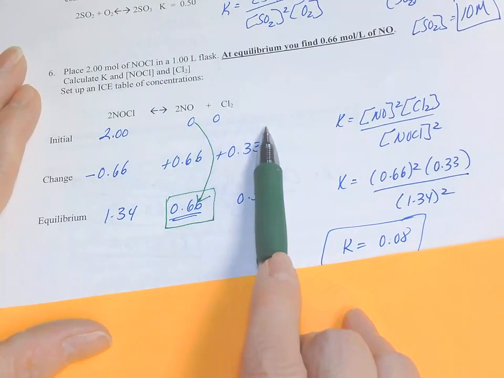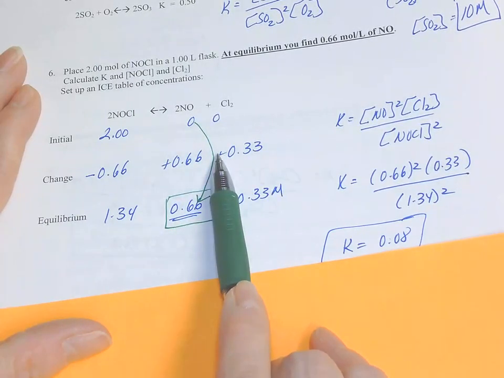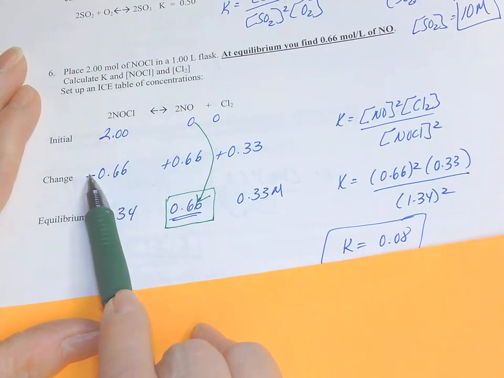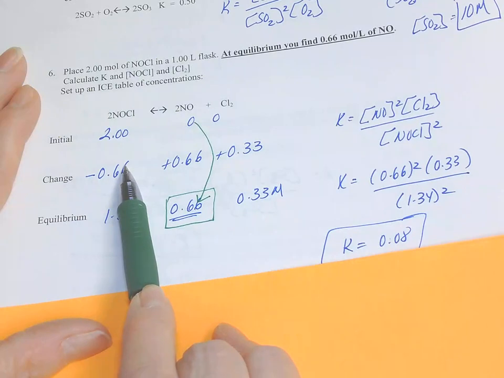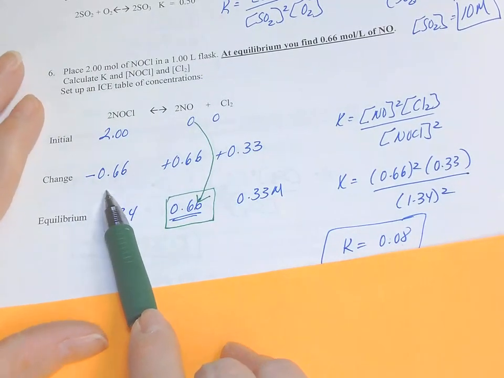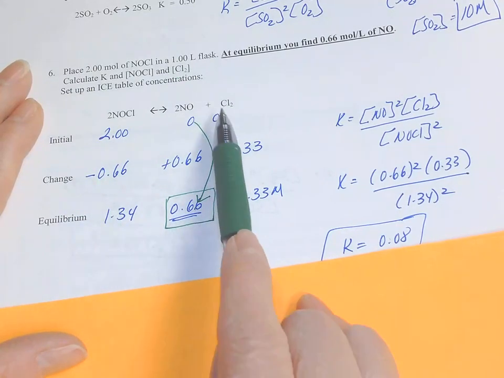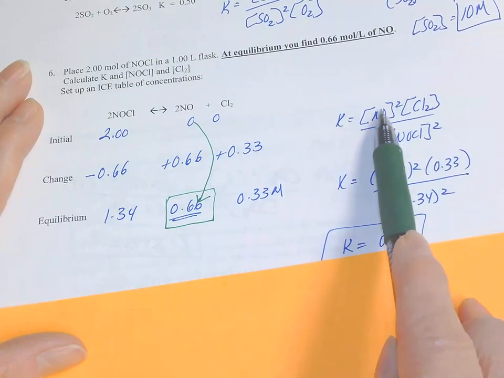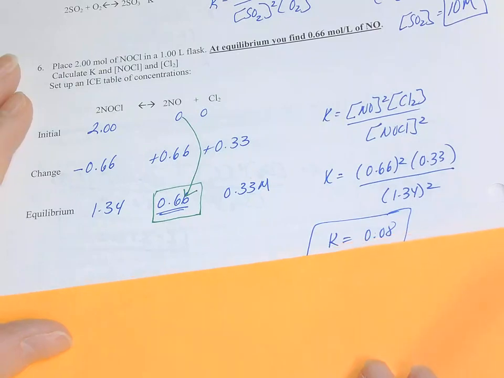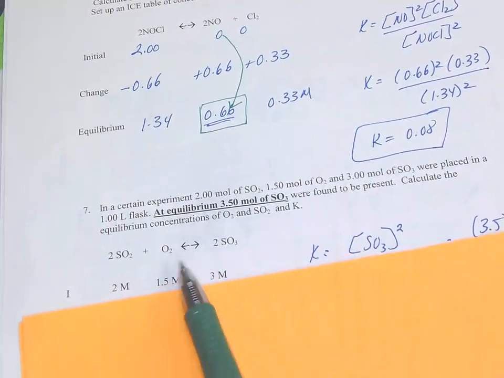That means you also gained half that, since it's a 2-to-1 ratio, of your chlorine. That means you lost the same mole ratio of NOCl, but of course you lost that because the reaction was moving towards those 0 concentrations. You then simply take your 2 minus that was given, your 0 plus that, write your expression, put them in, and get K.